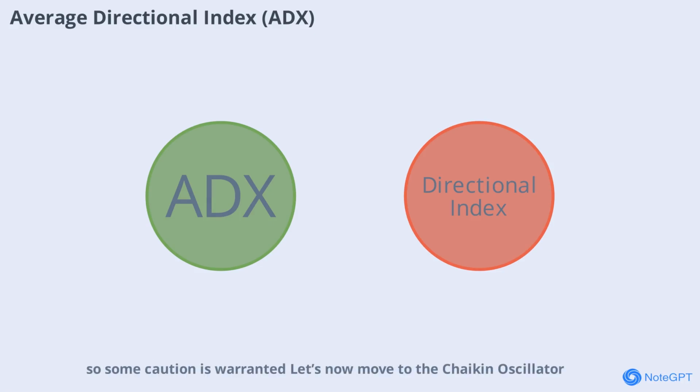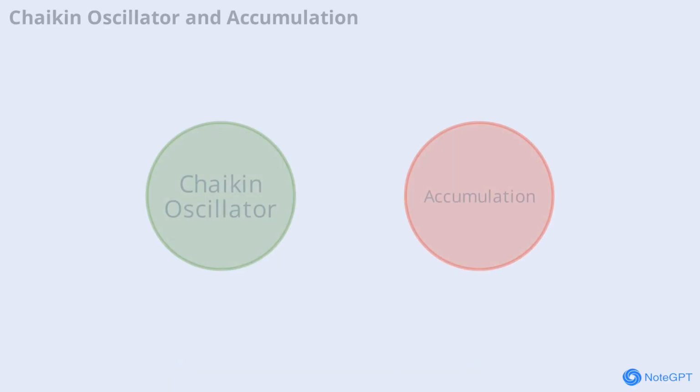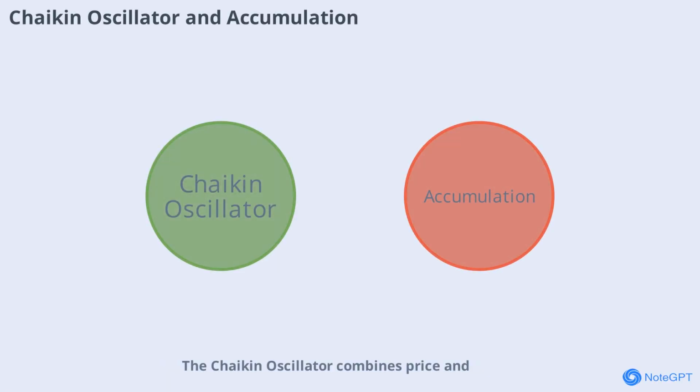Let's now move to the Chaikin oscillator and its implications for volume and accumulation. Chaikin oscillator combines price and volume to measure accumulation and distribution. For CSCO, the Chaikin oscillator is negative at -5,062,904.29, suggesting some distribution or selling pressure despite the overall uptrend. This divergence between price and volume can sometimes precede a reversal, so it's important to monitor closely.